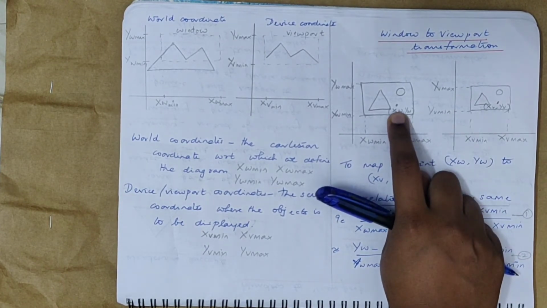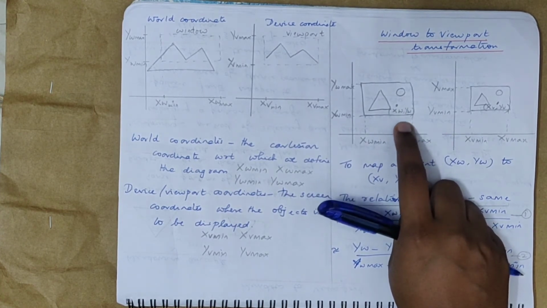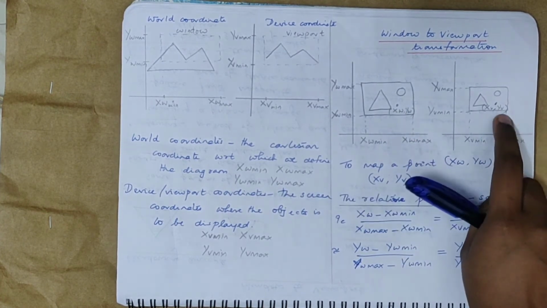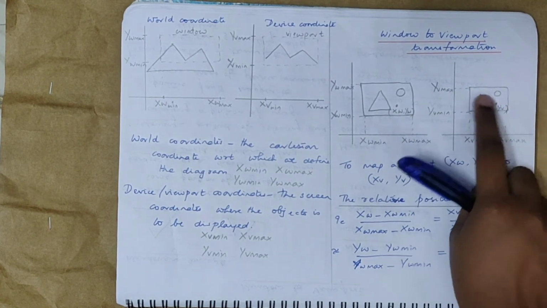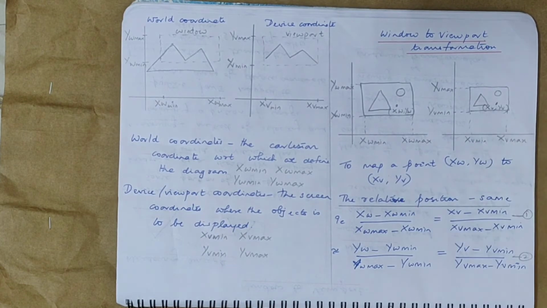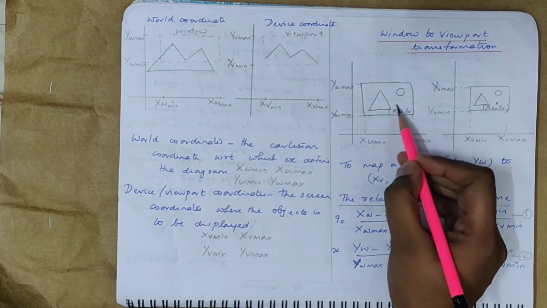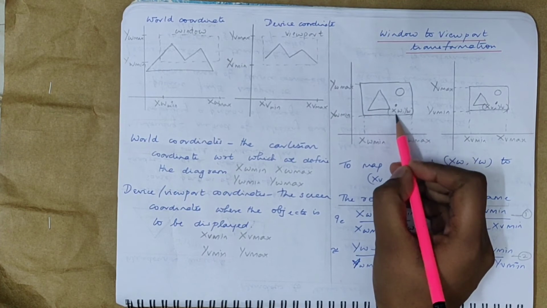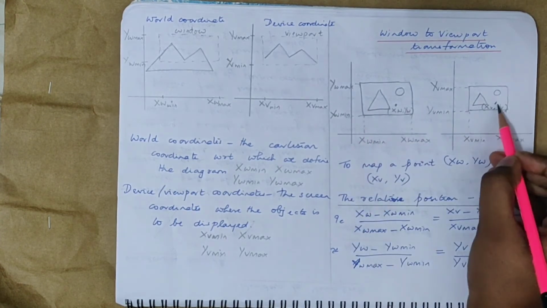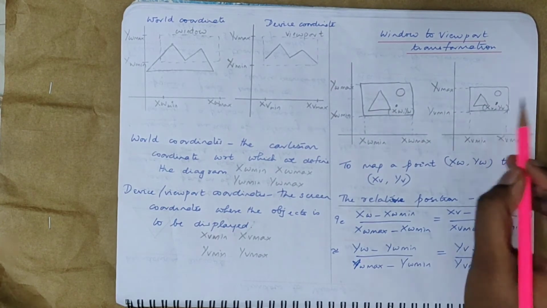So if I take a point in the world coordinate system, xw, yw, how do you convert that to xv, yv? So how to find out? Our objective is to find xv and yv. To do that, the point to be noted here is that the relative position of this point with respect to the x-axis and the y-axis is going to be the same after mapping.